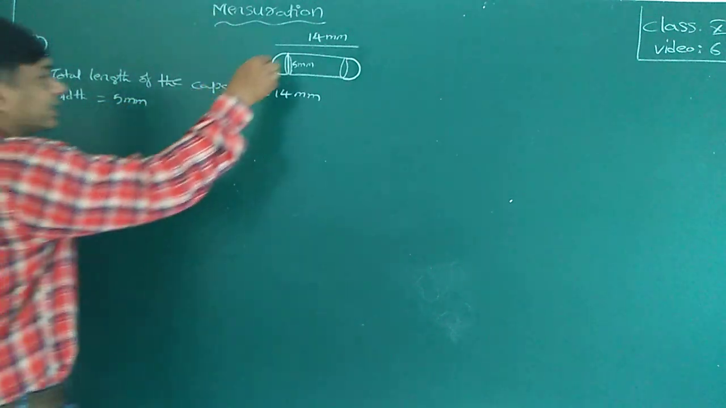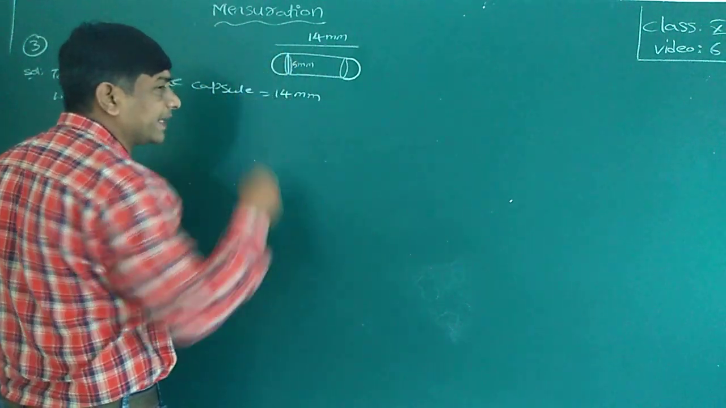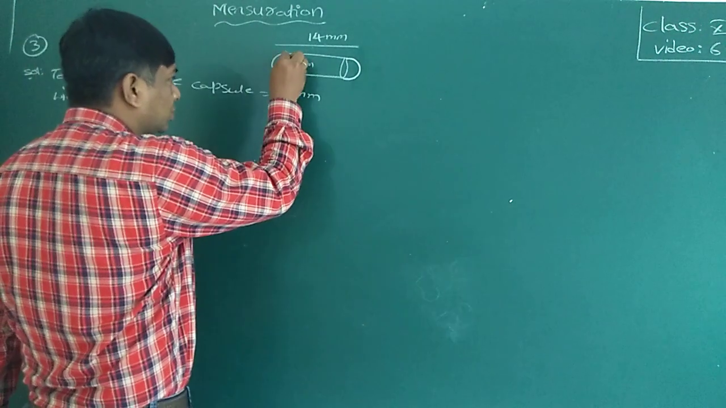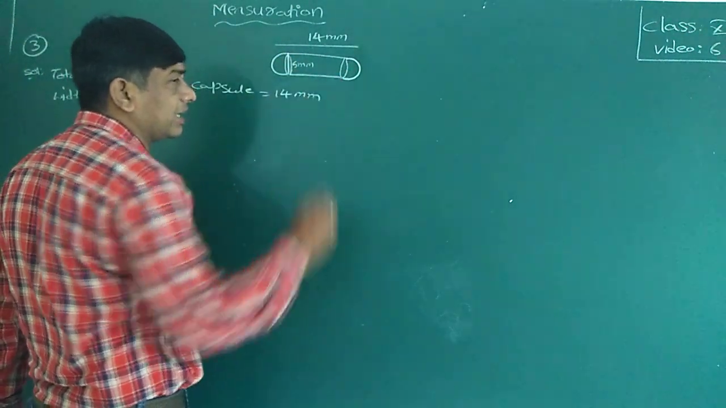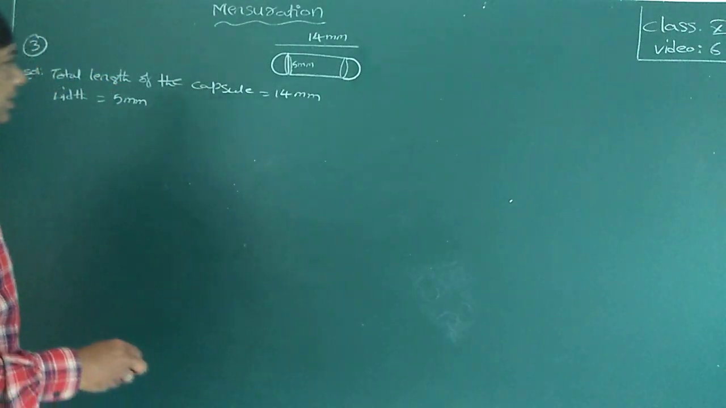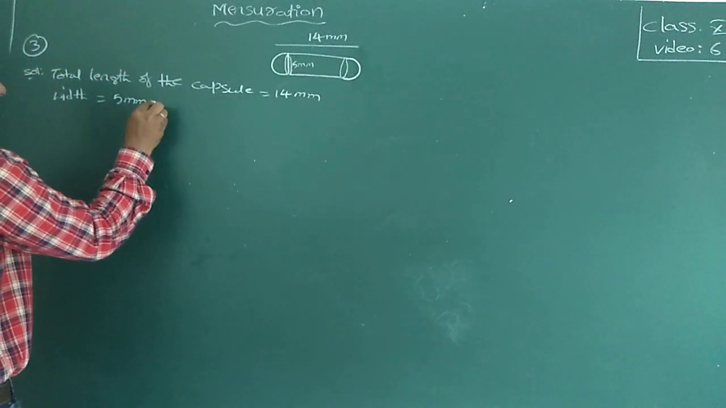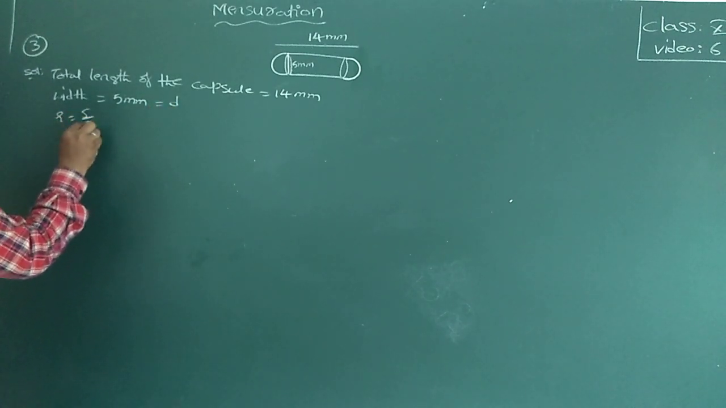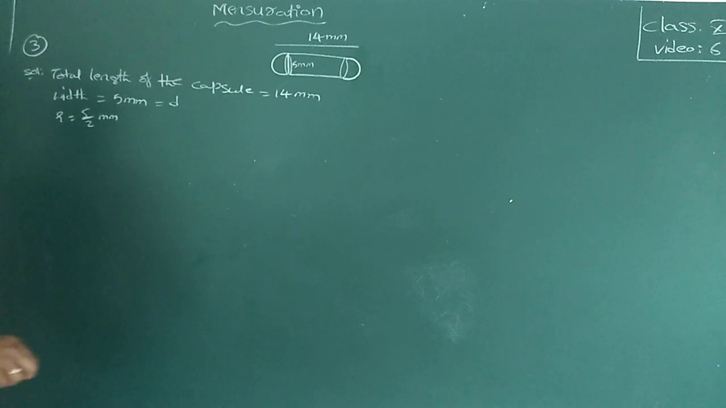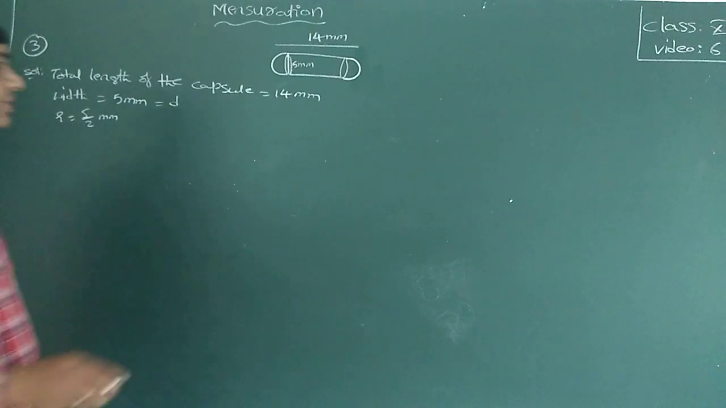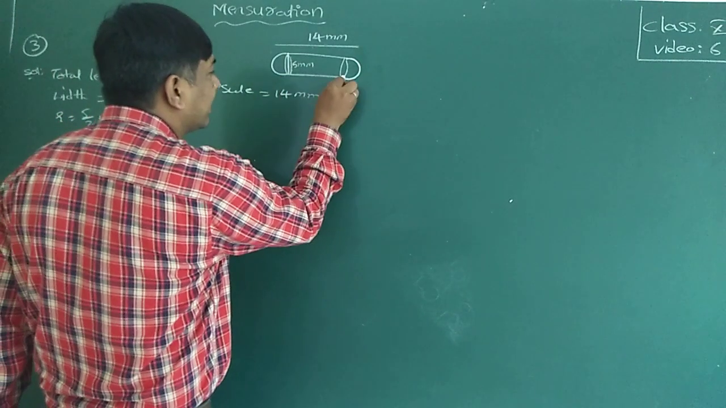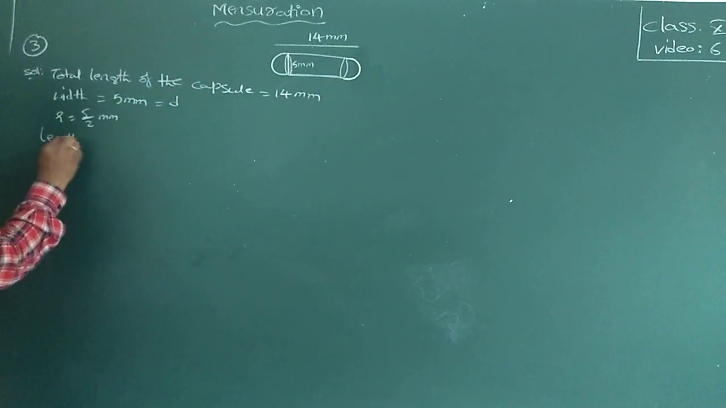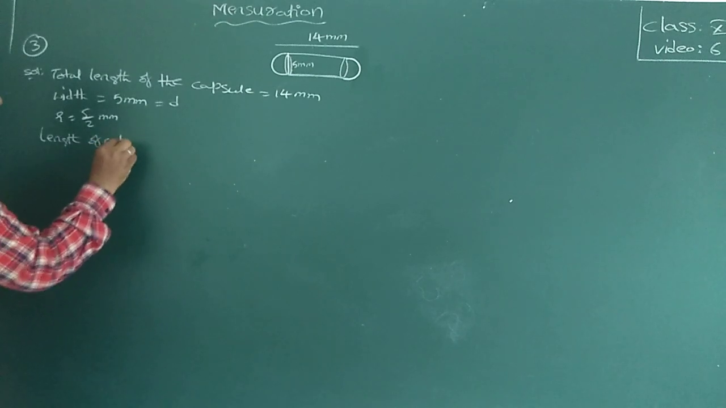This width is nothing but the diameter of the hemispherical part or cylindrical part. Here there are three parts, two hemispheres and one cylindrical part. That is nothing but a diameter. Then radius is equal to 5 by 2 millimeters. Now, the length of the cylindrical part.